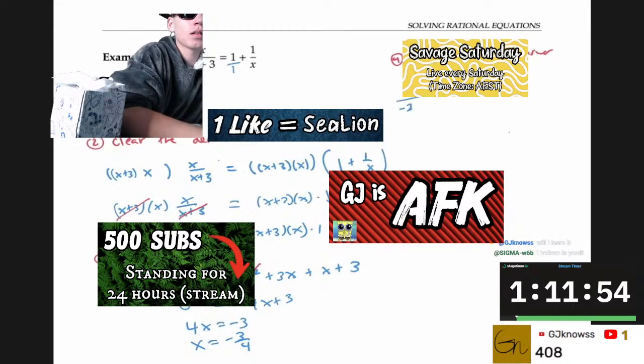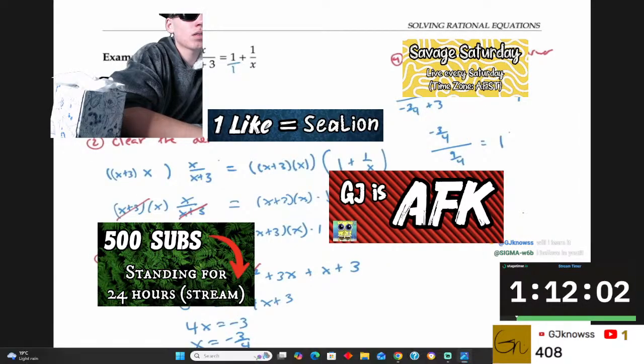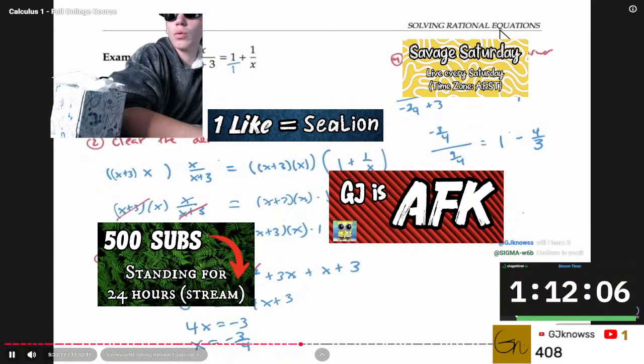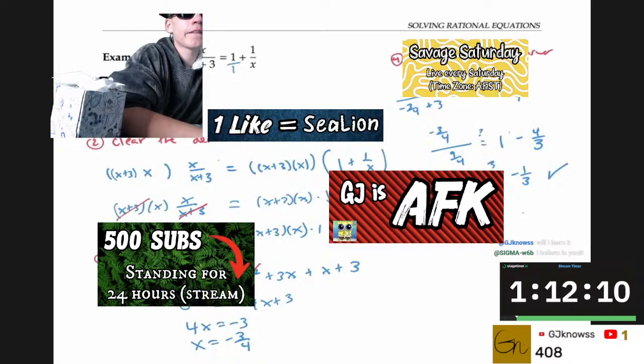If I plug in, I get this. I can simplify the denominator here, negative 3/4 plus 3. 3 is 12/4, that becomes 9/4. And this is 1. I'll flip and multiply to get minus 4/3. So here I can simplify the complex fraction. It ends up being negative 3/9. Alright, 1 minus 4/3 is negative 1/3. So that all seems to check out. And so my final answer is x equals negative 3/4.